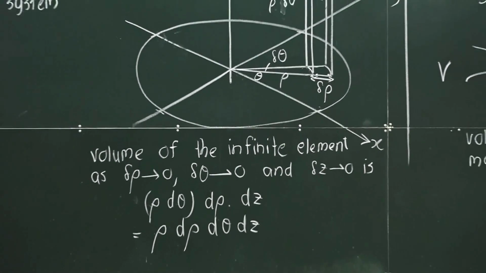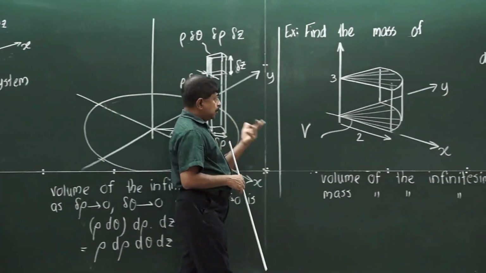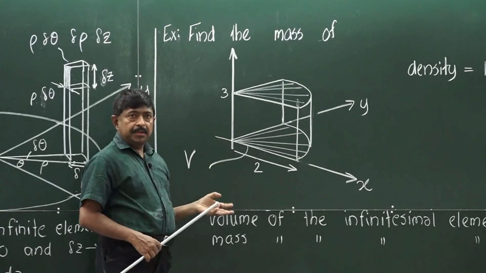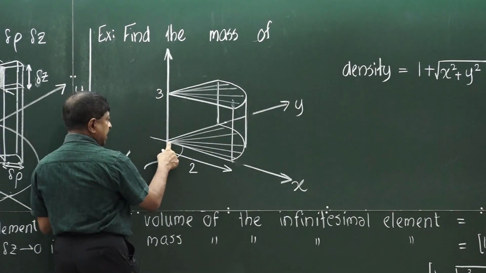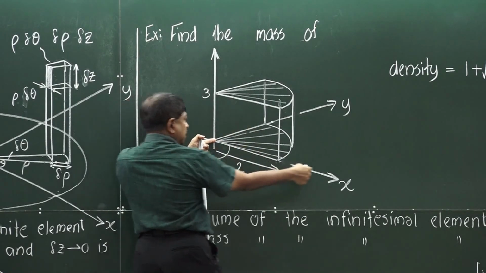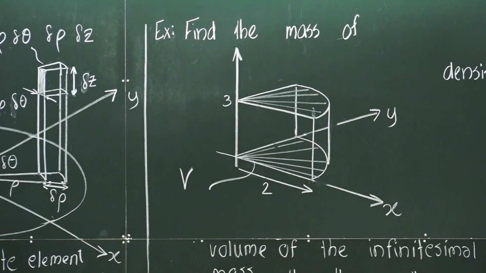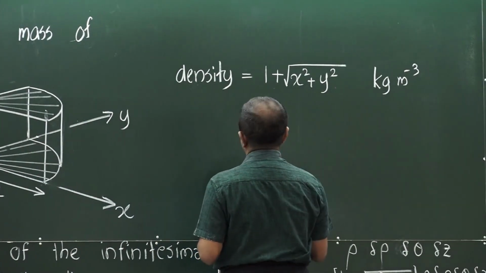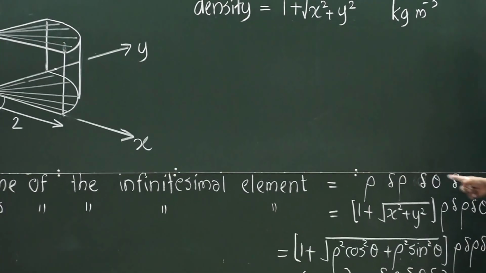Okay. Now, we will do an example using cylindrical polar coordinates. Now, find the mass of this object. This is a portion of a cylinder, right? It is only in the first octant. Radius is 2, height is 3, and this angle is only 90 because it is between the x and y axes in the first octant. So, it should be 90 degrees. The density is given by this expression. Now, the volume of the infinitesimal element is this, as we saw up there.